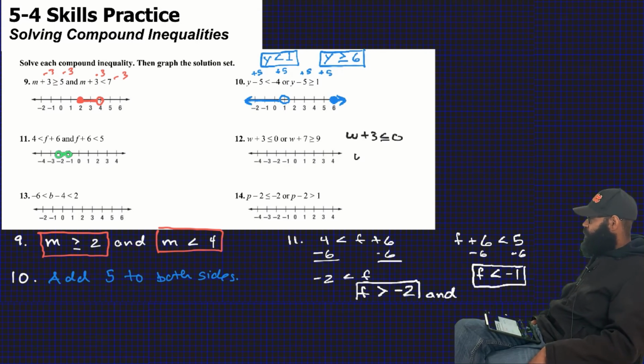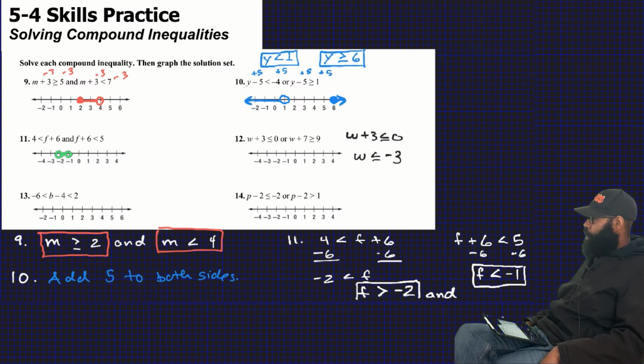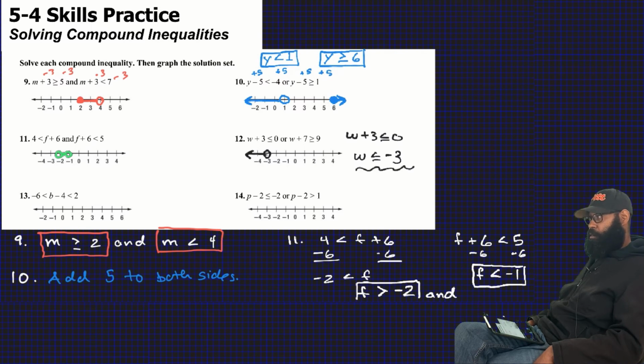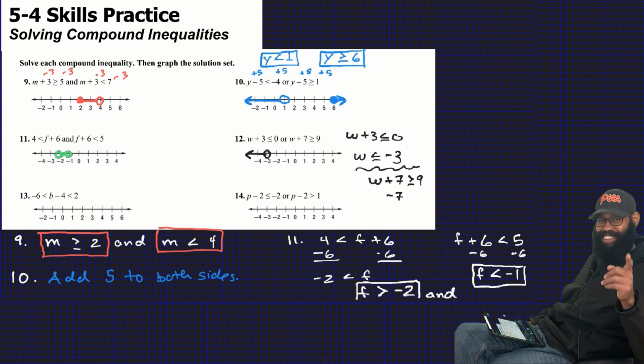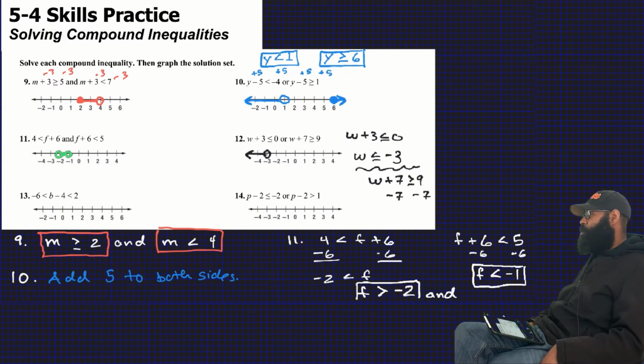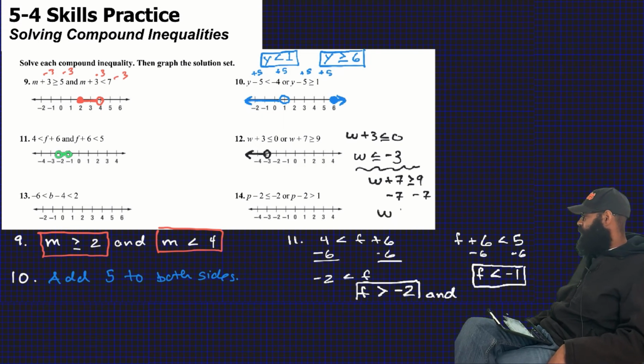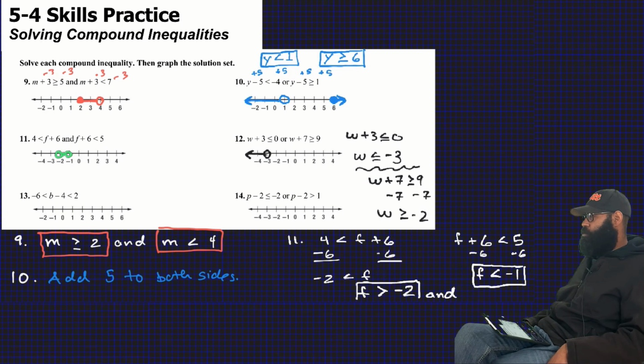So W plus 3 is less than or equal to 0. I'm going to subtract 3 from both sides, and boom, bang, pow, I got my first inequality. I'm going to start at -3, going to be a closed circle because it's equal to. So please, Mr. Craft, go ahead and do it wrong. That's okay though. You guys know I like to make mistakes to see who's paying attention. So W plus 7 is now greater than or equal to 9. Subtract 7 from both sides, and the inequality will state that W is greater than or equal to -2.